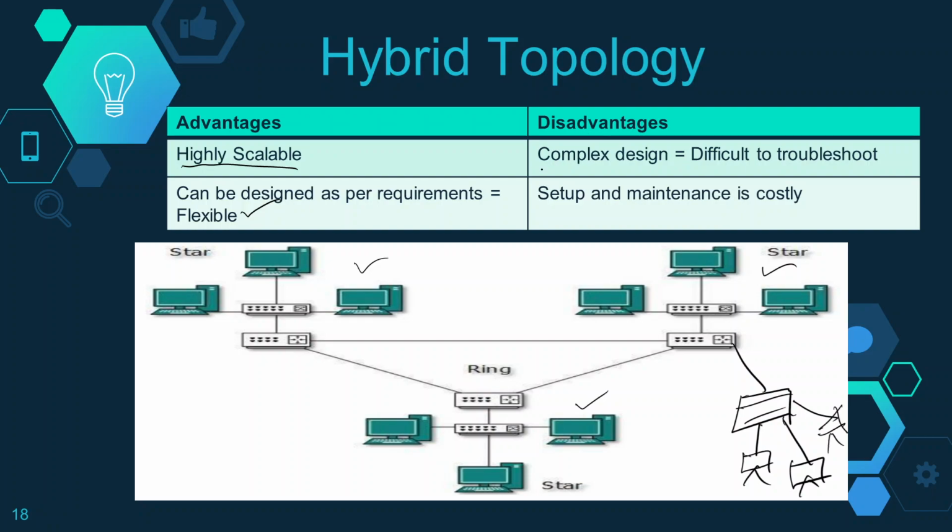The disadvantages are that it is complex, and so it is difficult to troubleshoot. If there is some problem in the network, you will have to troubleshoot the whole network, and it is difficult to determine the problem and the resolution. And again, the setup and maintenance cost is high because we have many network devices and connections.